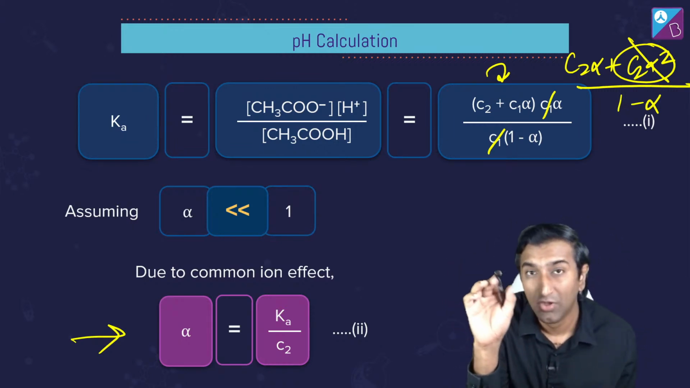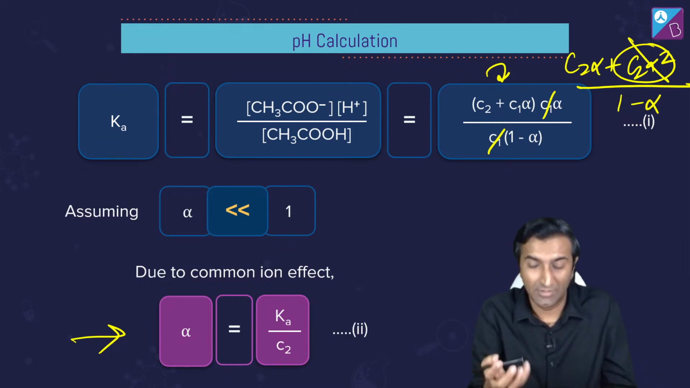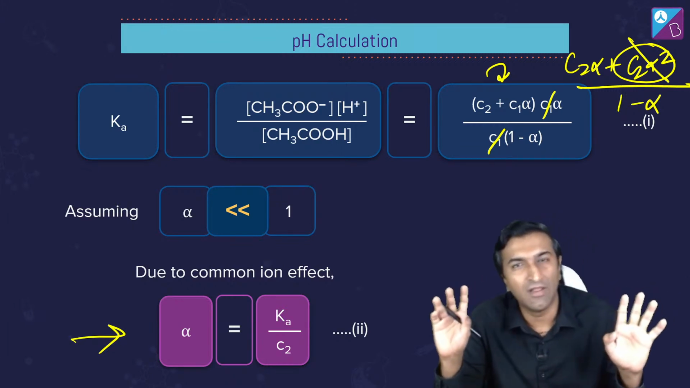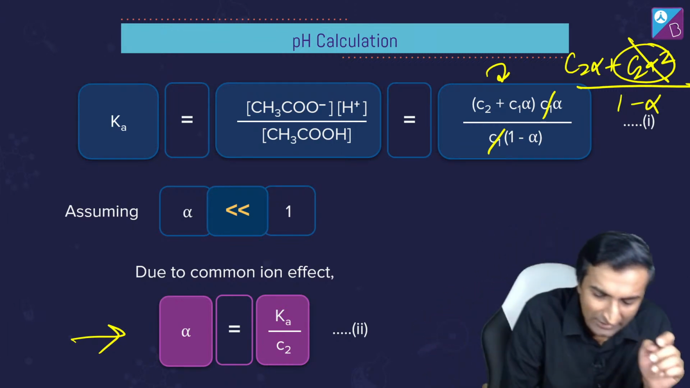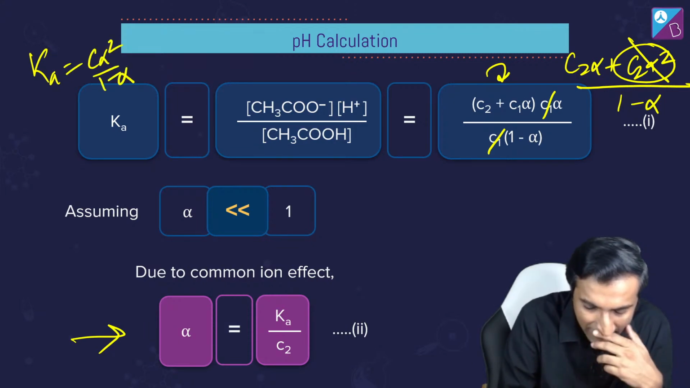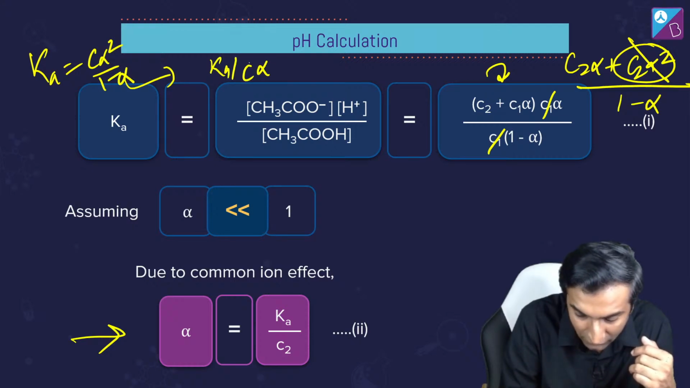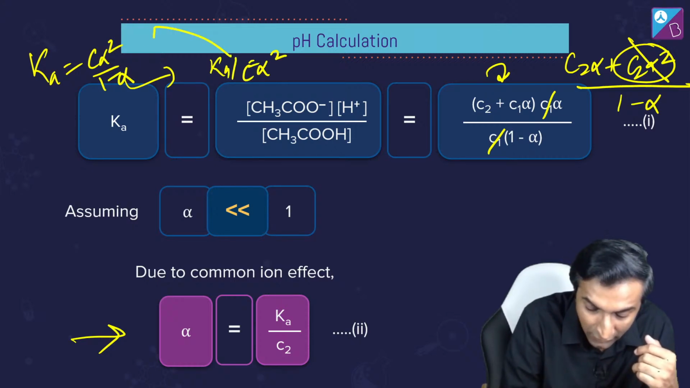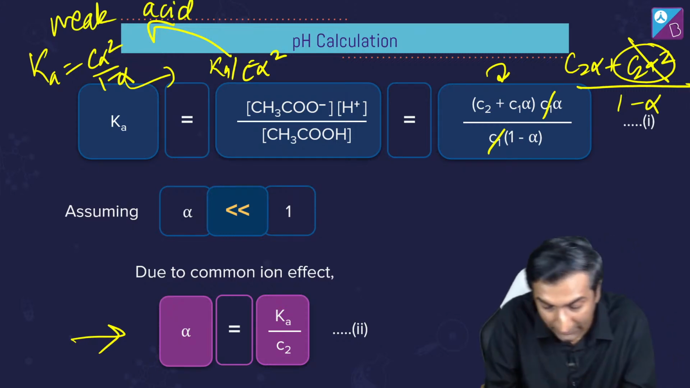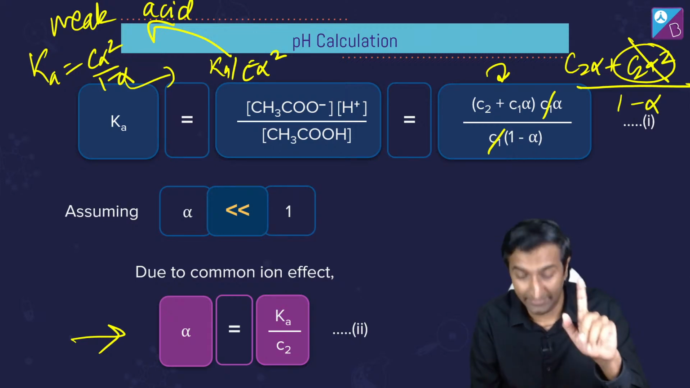Remember, last time we did so much juggling, we got alpha to be under root K by C or something like that. Do you remember that from Ka? When we did Ka, we wrote C alpha square by 1 minus alpha, and then said alpha is very small, so Ka by C is equal to alpha square, right? This was for just a weak acid. Now look, in a buffer solution we are getting a completely different thing, right? And that's important.